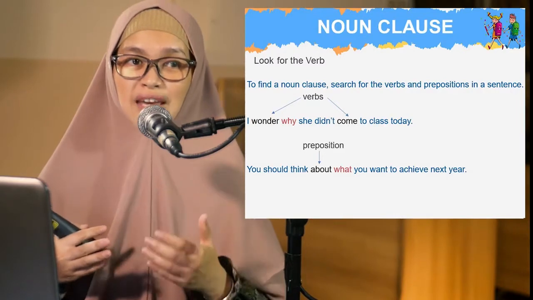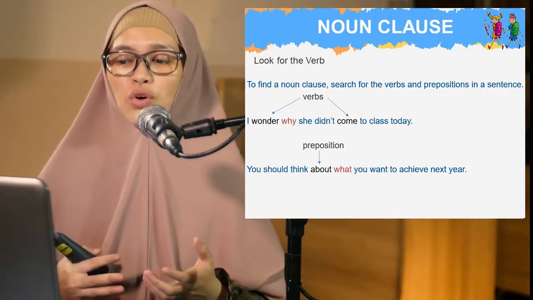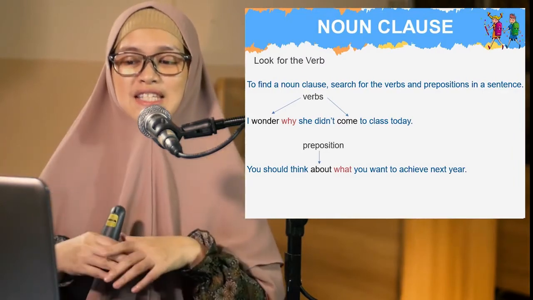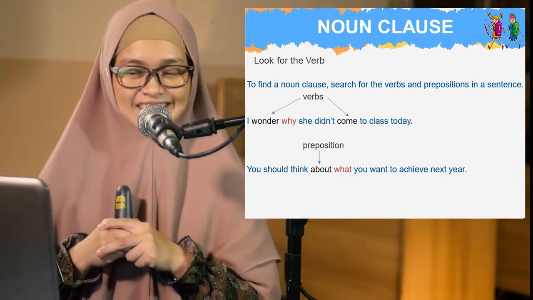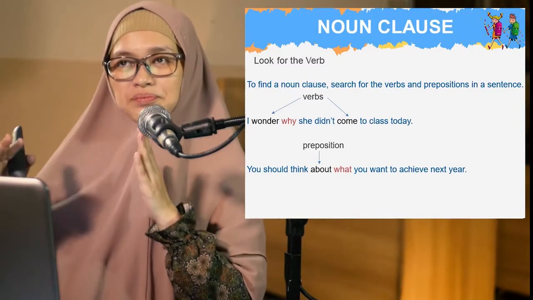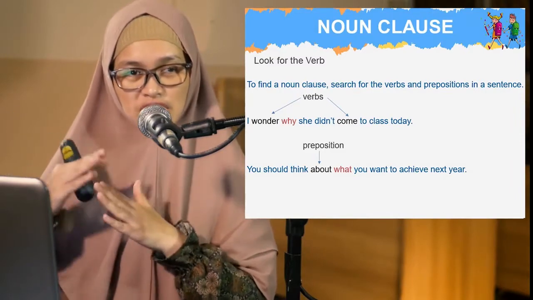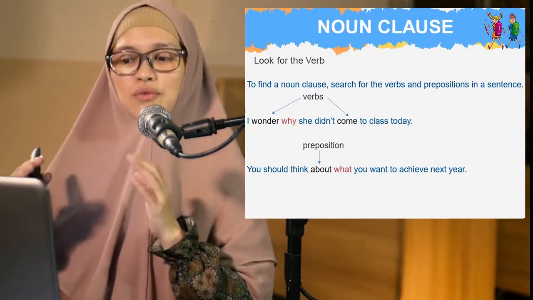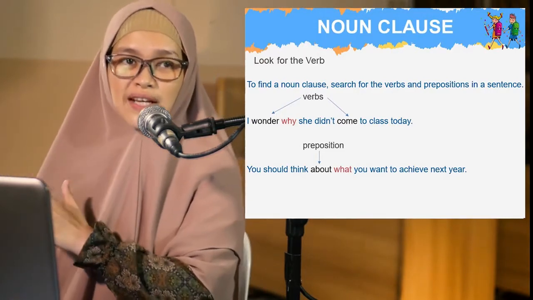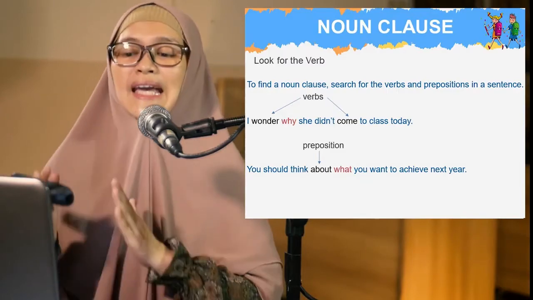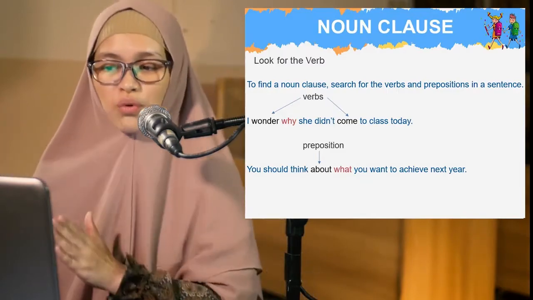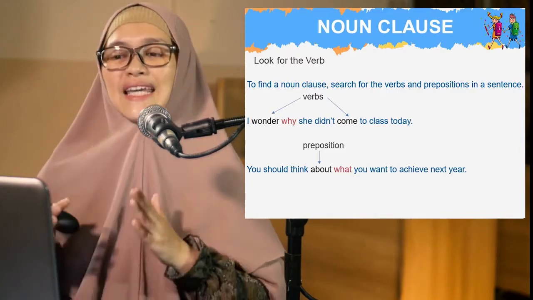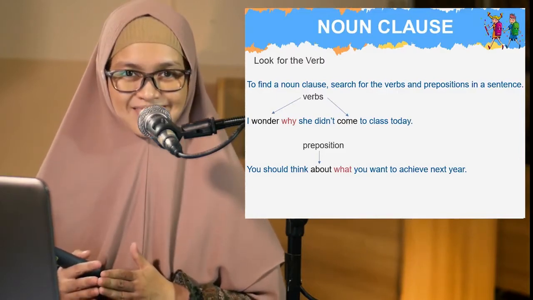Or, "you should think about what you want to achieve next year." "About" here is a preposition, a conjunction to join two clauses, with "you want to achieve next year". Okay, you should think about what you want to achieve next year. "What you want to achieve next year" is a noun clause.